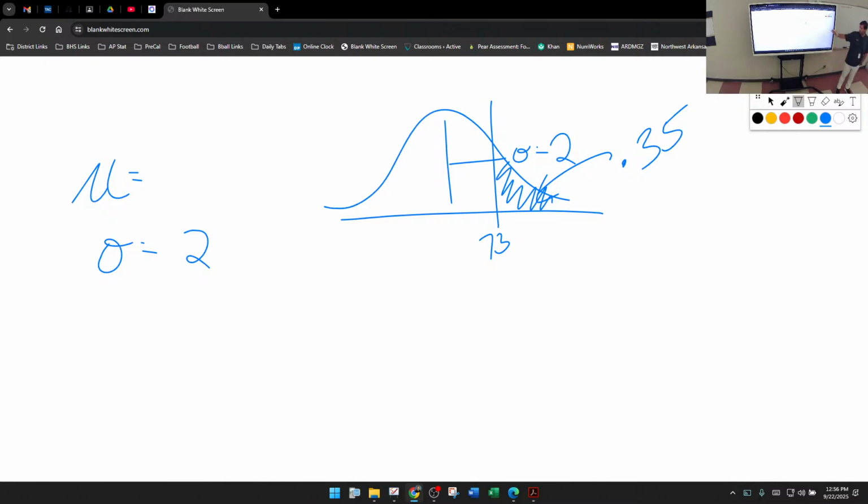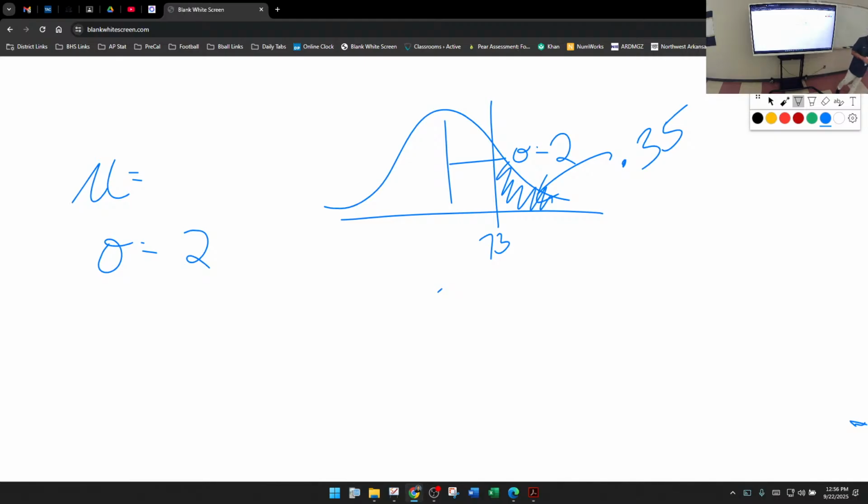Okay? So I know that from here. And I have to know that 73 is on this side because that's 35%. If that was like 65%, it would be over here, because right here is 50%. You okay with that? And then it's going to ask, what is the mean?